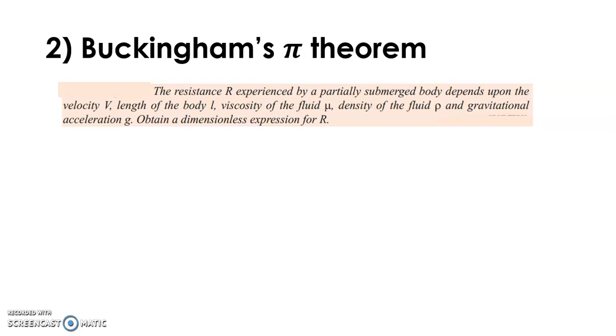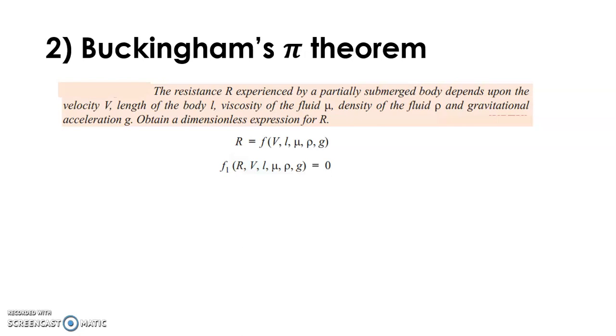R is the resistance. Dimensions of resistance is similar to that of a force. So we'll see how to solve this problem, which is almost similar to the Rayleigh's method. First, we'll write R, the resistance, is a function of V, the velocity, L, mu, rho, and g. And also we write a new function of R, comma V, comma L, comma mu, rho, comma g, which equals 0. There is a new function.